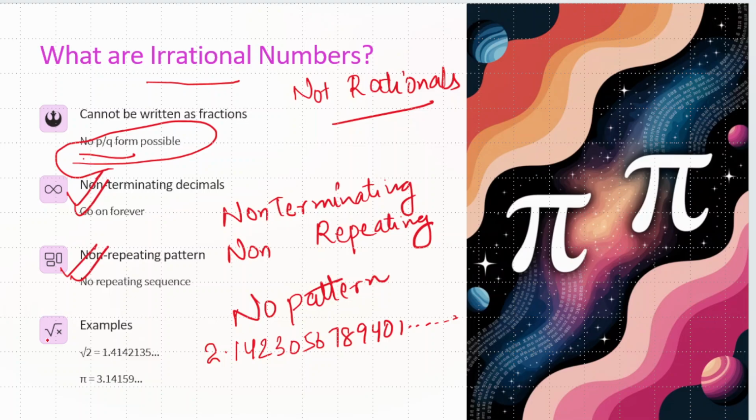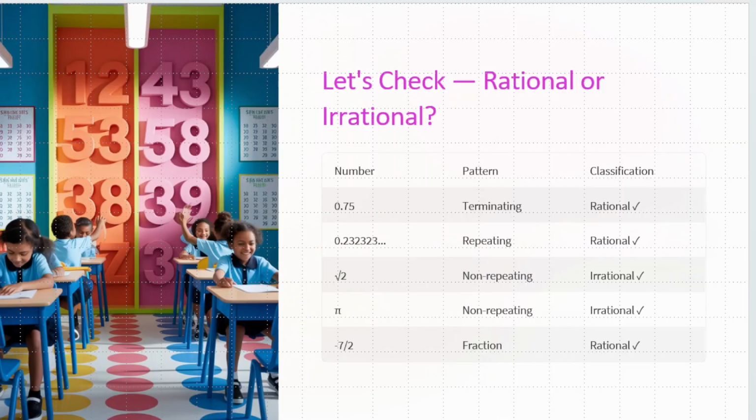Okay? Let's take some examples. So let's check whether rational or irrational. 0.75. Is this rational? Yes, it is rational. Why? I can always write it as 75 upon 100. So it is rational. What kind of decimal expansion? Terminating. The expansion is stopped. 0.75, nothing after that. So it is terminating. The number is a rational number.